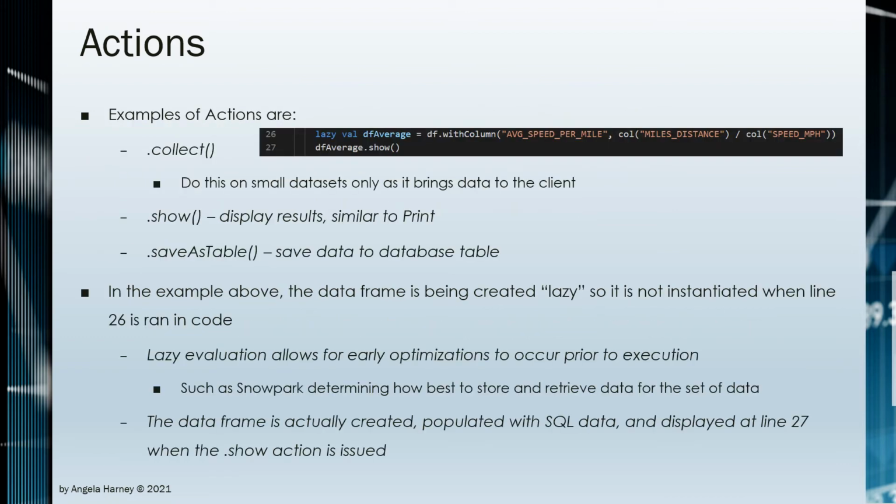Other examples of actions are .collect, .show, and .saveAsTable. In the example shown here, the data frame is being created lazy, so it is not instantiated when line 26 is run in code. The data frame is actually created and populated with SQL data and displayed at line 27 when the .show action is issued. The lazy evaluation allows for the early optimizations to occur prior to execution so that Snowpark can determine how to best store and retrieve data.